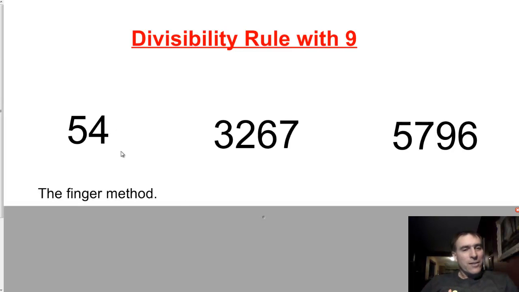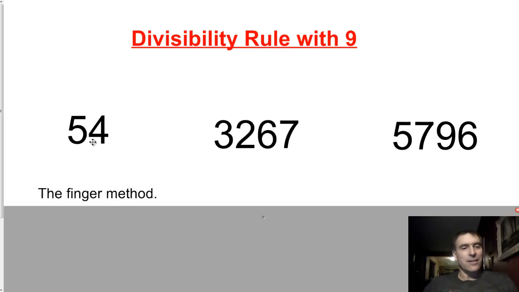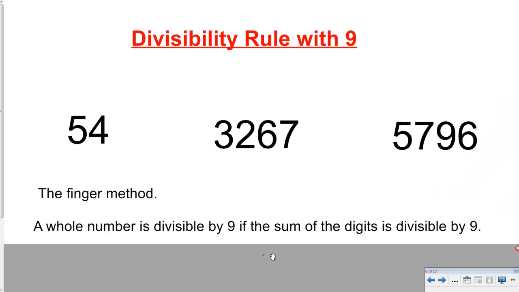So, was 54 on our list? Yes, it was. You'll remember that 54 was 9 times 6. So yes, indeed, 54 is a member. Now, we don't have enough fingers to go up to 3,267, so there's another method we can use.